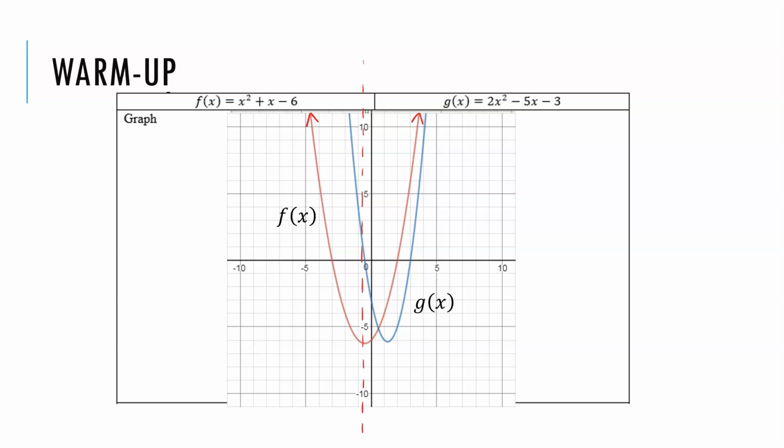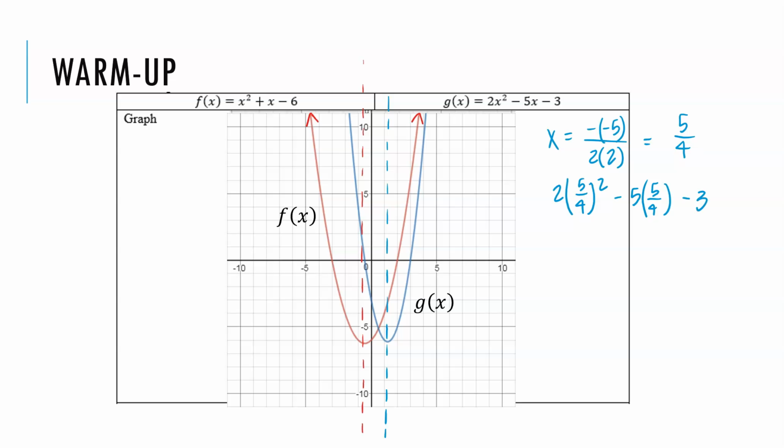Similarly, to graph the function g of x, my hope is that you started with the axis of symmetry, x equals negative negative 5 divided by 2 times 2, to find an axis of symmetry of 5/4 or 1.25. Once you identify your axis of symmetry, the next step is to identify the vertex, located at 2 times 5/4 quantity squared minus 5 times 5/4 minus 3, to find a vertex located at 1 1/4, negative 6 1/8.